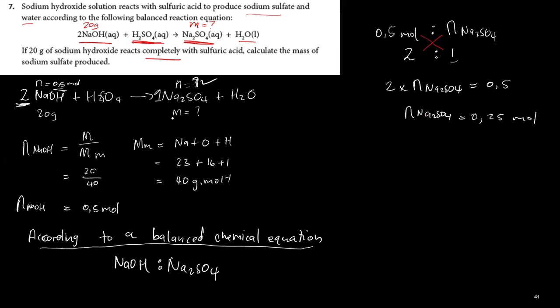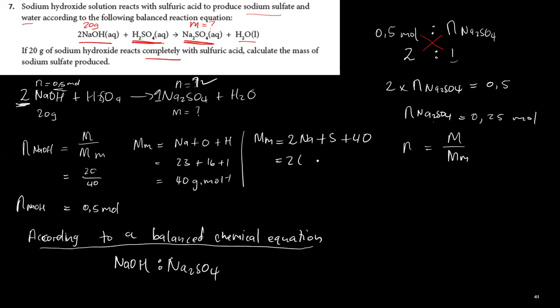But the question was to calculate the mass. Now we can convert this number of moles into mass, using the equation: number of moles equals mass over molar mass. For sodium sulfate, we have to calculate the molar mass. How many sodium do we have? We have 2, so 2 multiplied by Na, plus sulfur, plus 4 multiplied by O, since we have 4 oxygens.